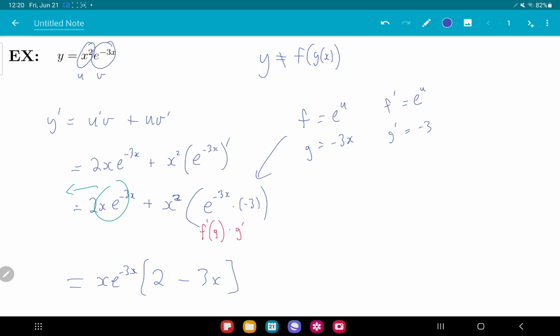Sorry, let me start over. Why do I get minus 3x here? Because I took out this, right? So one of these x's goes, and this exponential goes, right? And what's left is one of these x's and the minus 3. So minus 3x.